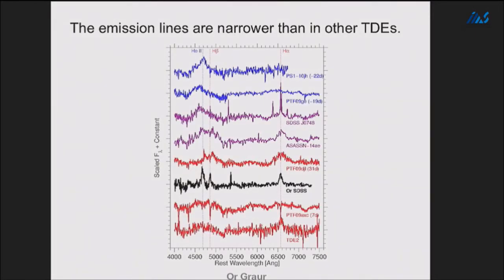So Yair was very nice to immediately plot this together with the other TDEs, and immediately you start running into problems. The lines are broad, but are actually narrower than most of the other TDEs, with maybe the exception of TDE2 from Schur's work.